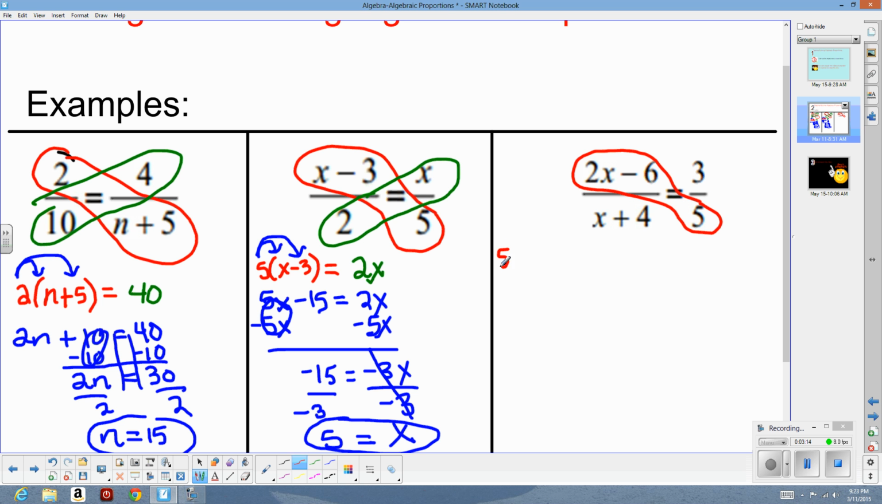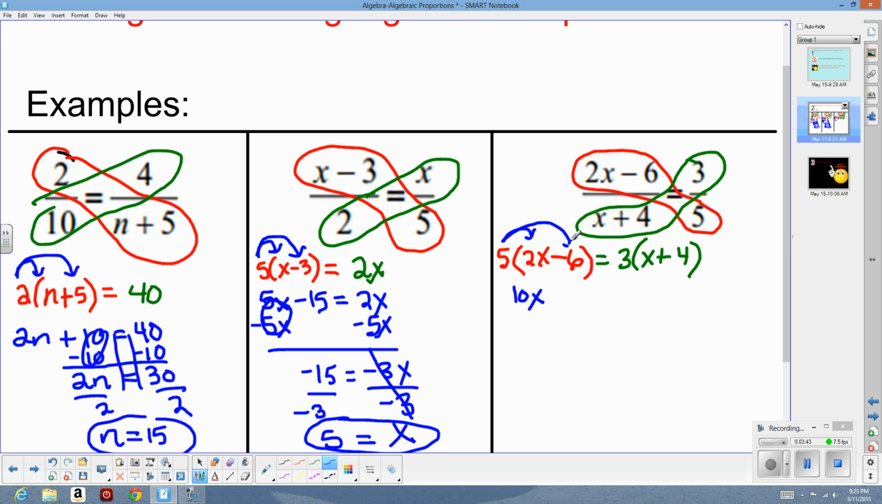5 times the quantity 2x minus 6 equals 3 times the quantity x plus 4. This time you're going to have to do distributive property on both sides to simplify it before beginning. 5 times 2x is 10x. 5 times a negative 6 is negative 30, so minus 30, equals 3 times x, which is 3x, and 3 times positive 4, which is positive 12.